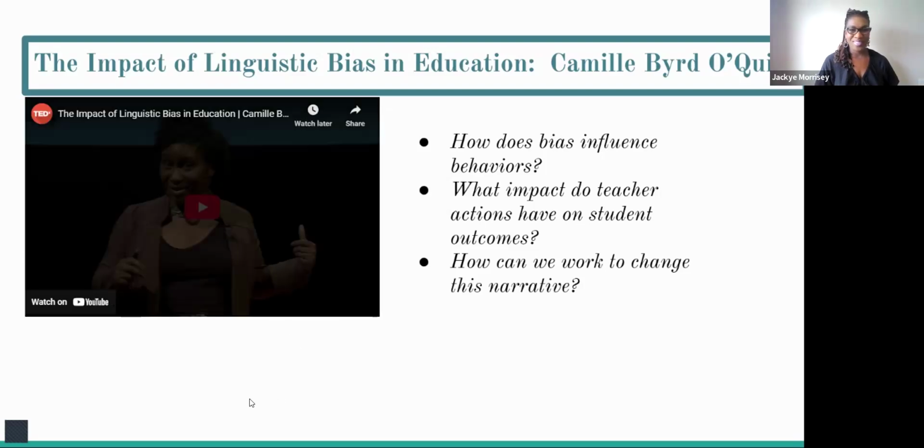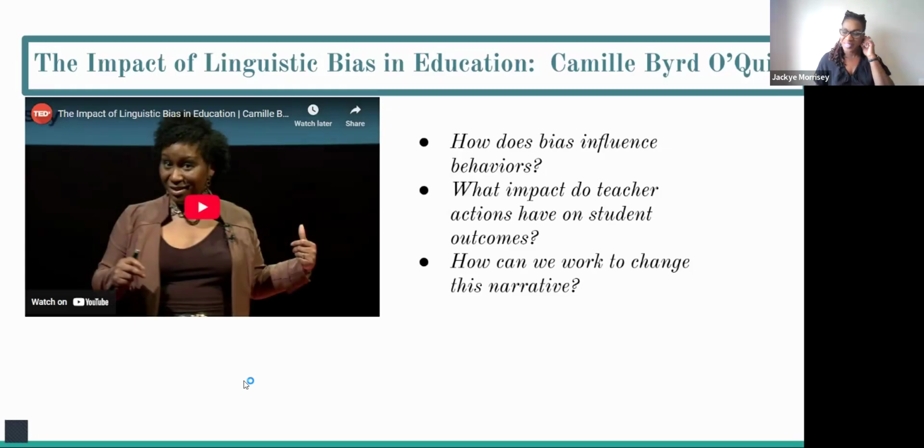What a powerful piece by O'Quinn, and it gives us so many things to think about. So as we went into that last section, I asked you to just think about and look at the things that we can do as educators. She gave us three very powerful ideas about how we can look into doing something different to change this narrative.